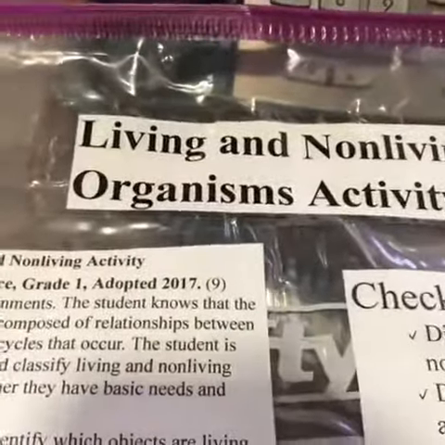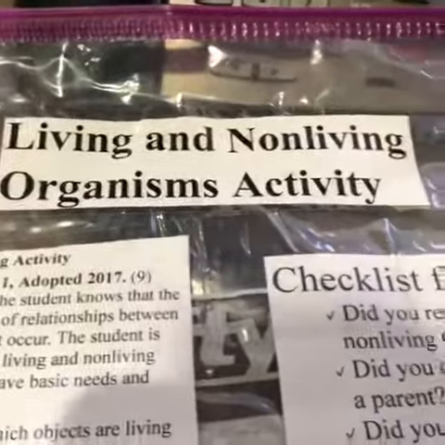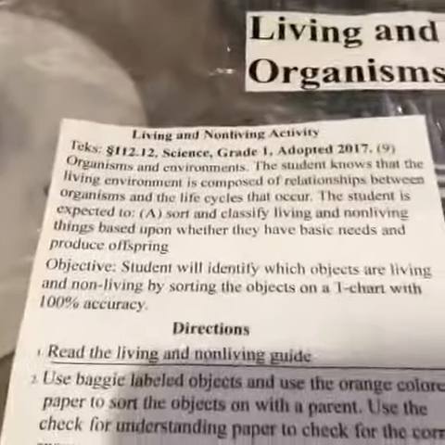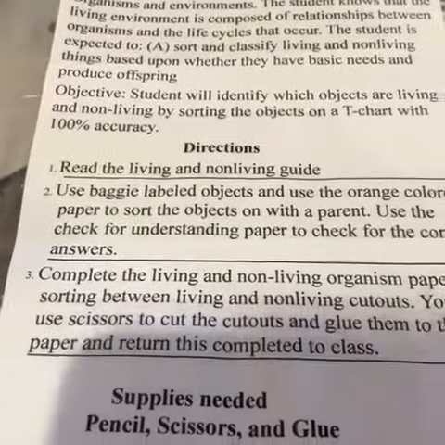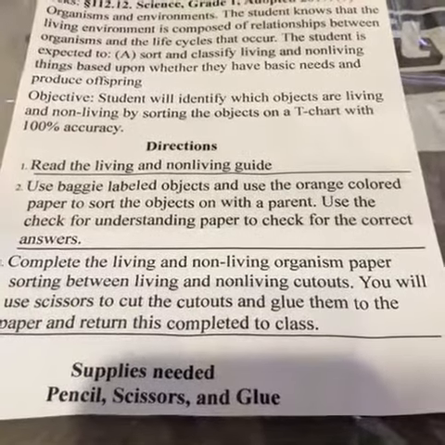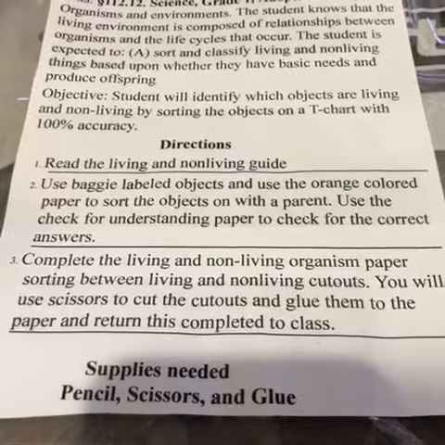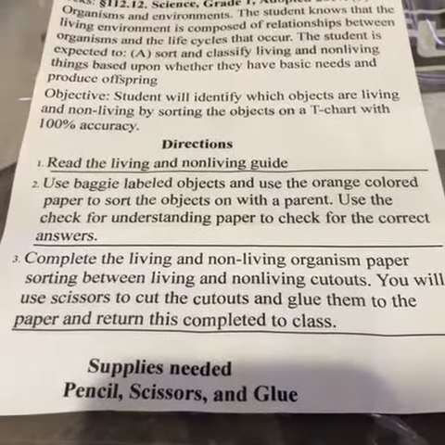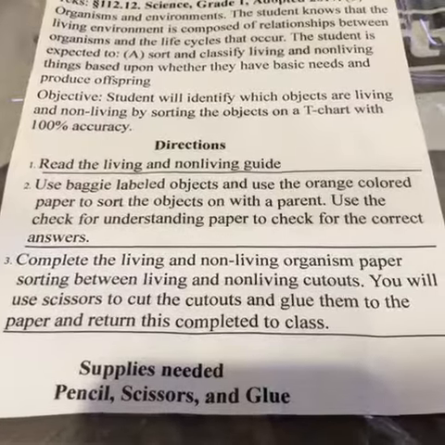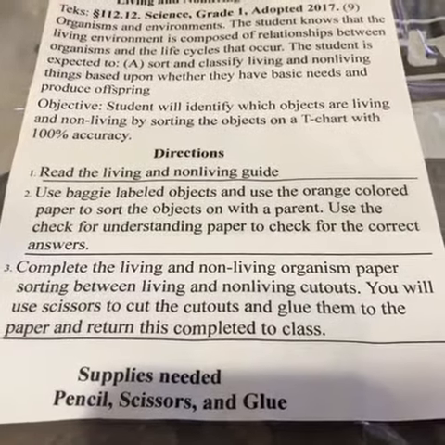I know times have been crazy with COVID-19, so this will be a little activity for the students to have hands-on learning. I'm going to start with telling you about it. It's going to be titled Living and Non-Living Organism Activity. The students will read the living and non-living guide, use the baggie labeled objects, and use the orange colored paper to sort the objects out with the parent and use them to check for understanding, and then complete the living and non-living organism paper for sorting between living and non-living cutouts.